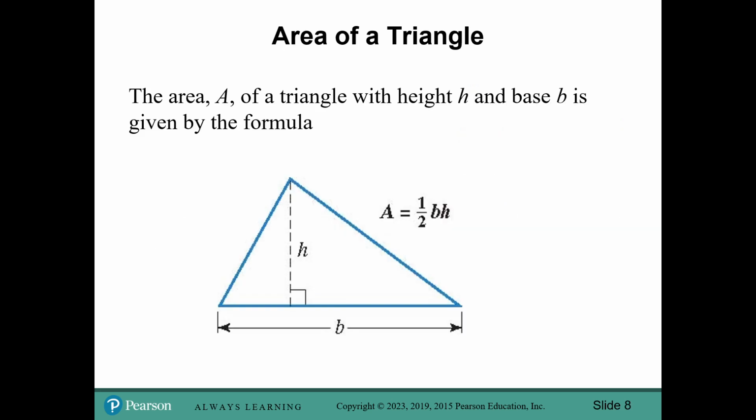Simple enough. Now let's look at the area of a triangle. The area A of a triangle with height h and base b is given by the formula A equals 1/2 base times height, 1/2 b times h.